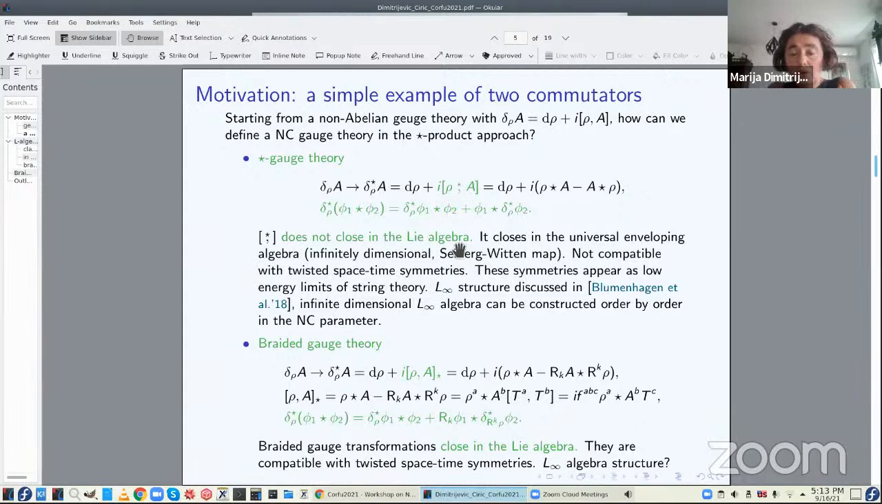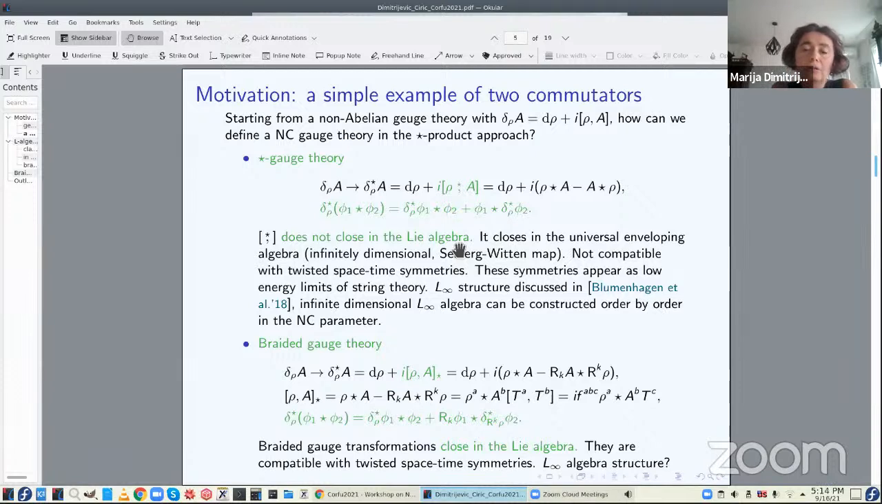So the way to close it is to go to the universal enveloping algebra, which is infinitely dimensional, and then the star commutator, of course, closes there. But then you have a problem of infinitely many new degrees of freedom, which essentially we don't see phenomenologically. We don't see them in the experiment.